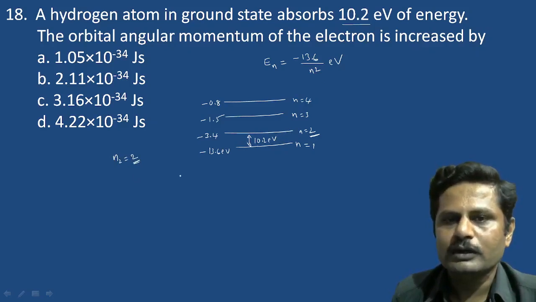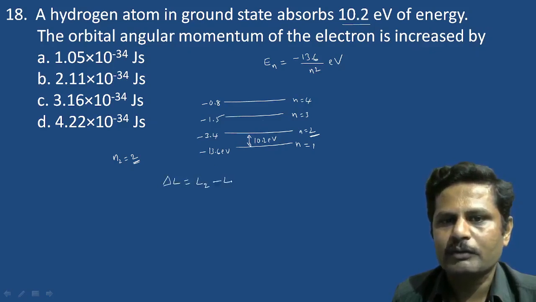So as we know, the change in the angular momentum is equal to the angular momentum in the second orbit minus the angular momentum in the first orbit. So therefore here delta L can be written as n2 h divided by 2 pi minus n1 h divided by 2 pi. Here n2 equals 2, so 2h divided by 2 pi, minus n1 is 1, so 1h divided by 2 pi. So if I calculate, this will become h divided by 2 pi.